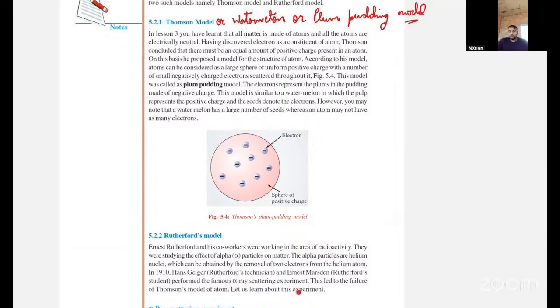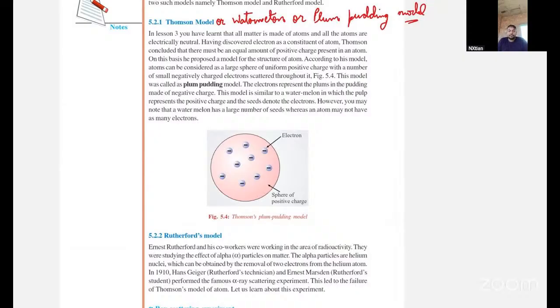In lesson 3, you have learned that all matter is made of atoms and all the atoms are electrically neutral. Having discovered electron as a constituent of atom, Thomson concluded that there must be an equal amount of positive charge present in an atom. On this basis, he proposed a model of the structure of an atom. According to his model, atoms can be considered as a large sphere of uniform positive charge with a number of small negatively charged electrons scattered throughout it. Figure 5.4. This model was called the plum pudding model.